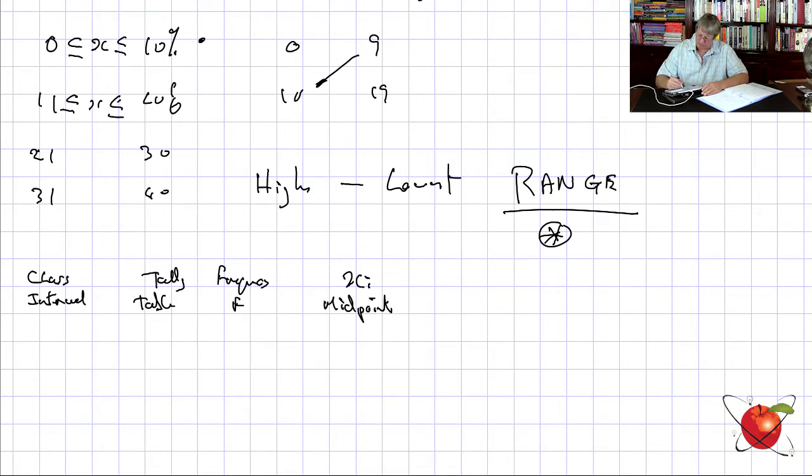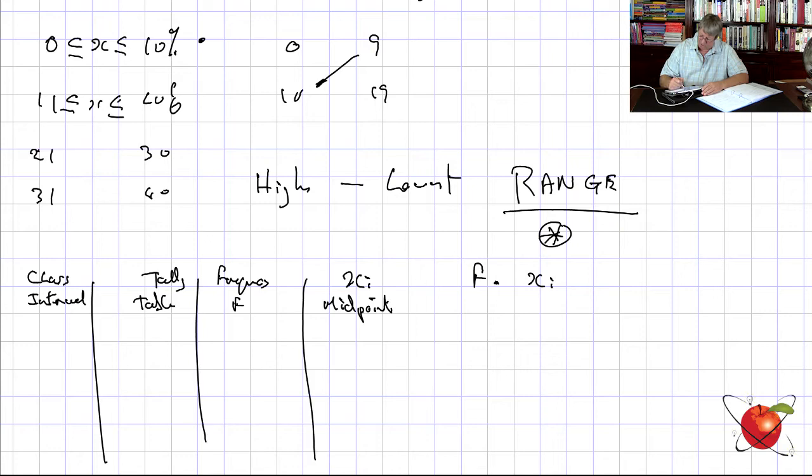Don't worry what's this all about. Then there is F multiplied by XI, okay? These are just straightforward tables that you're going to see. And this is how you split it. Because what are we trying to do? We are trying to find the mode, the median, and the mean for grouped data.